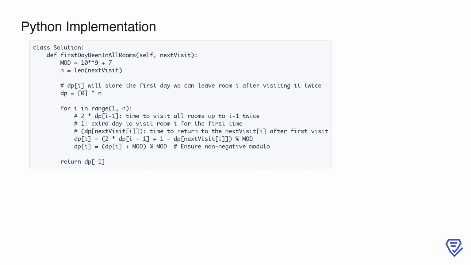The loop iterates through all rooms, computing the value of DP[i] step by step. Finally, the algorithm returns DP[-1], which is the first day all rooms have been visited at least once. This solution is efficient with a time complexity of O(n), where n is the number of rooms, as we iterate through the next visit array once. The space complexity is also O(n), due to the DP array.